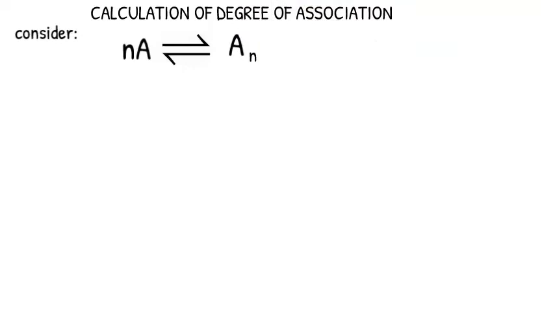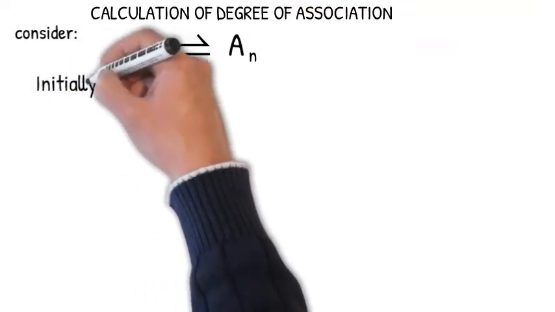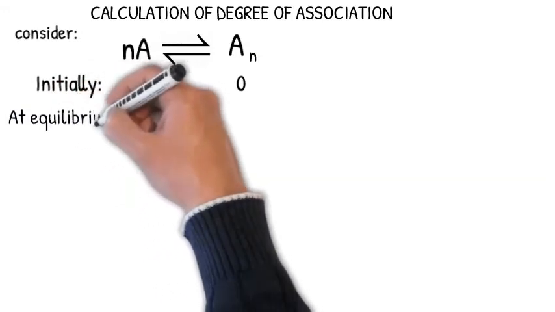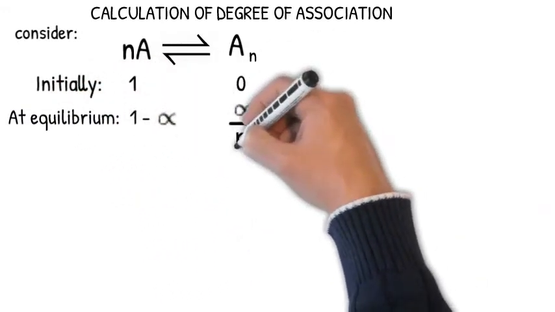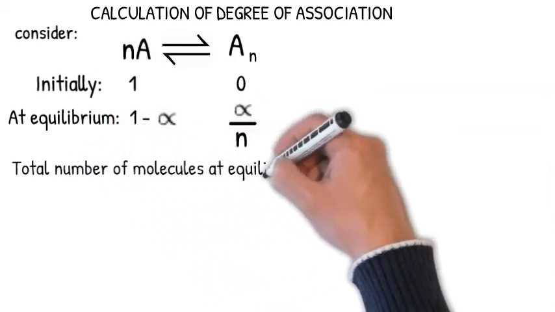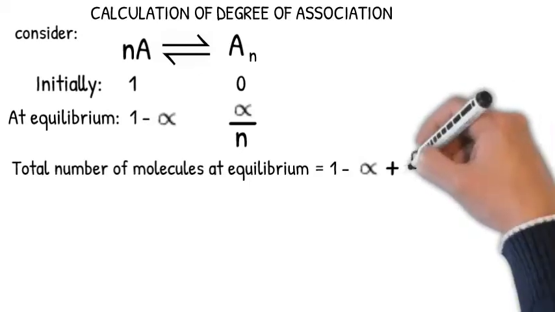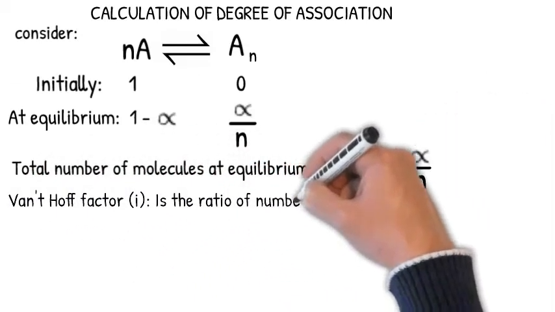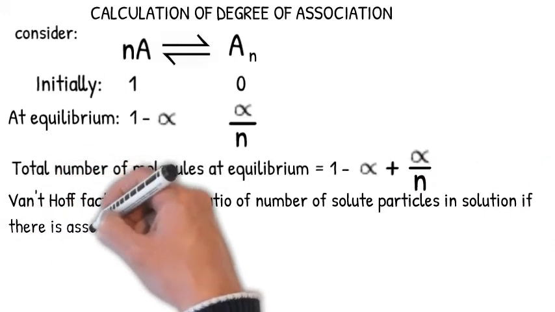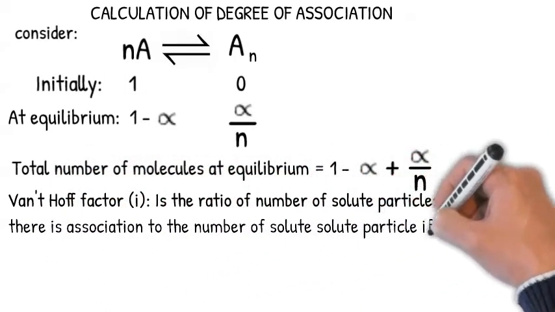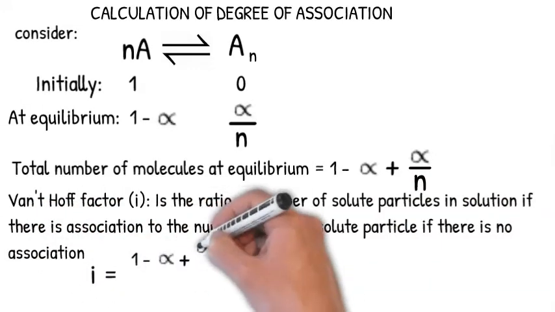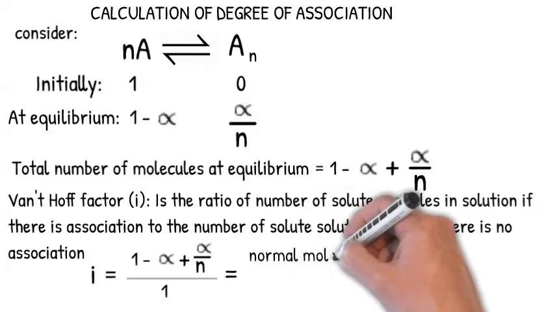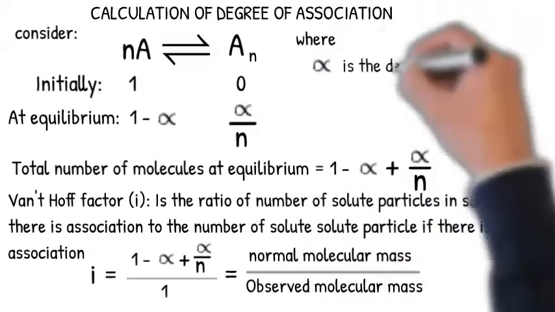Calculation of degree of association. Consider the reaction below. N atoms of A associate to form An molecules. Initially 1, 0. At equilibrium 1 minus alpha, alpha divided by N. Total number of molecules at equilibrium equals 1 minus alpha plus alpha divided by N. Van't Hoff factor i is the ratio of number of solute particles in solution if there is association to the number of solute particles if there is no association. i equals 1 minus alpha plus alpha divided by N, divided by 1, equals normal molecular mass divided by observed molecular mass.